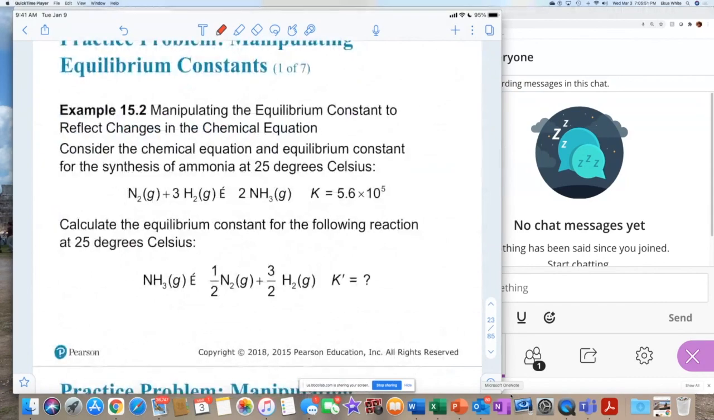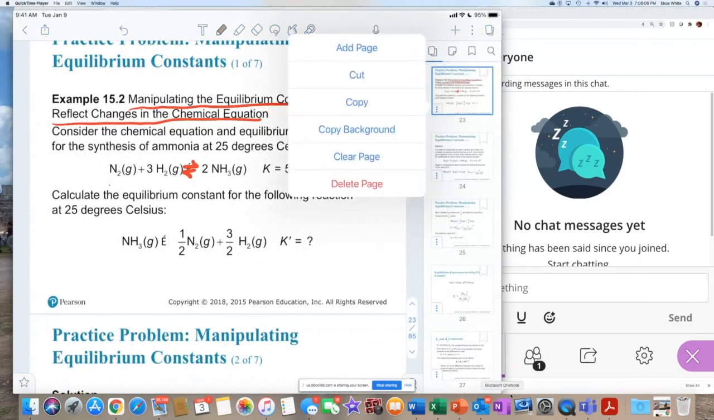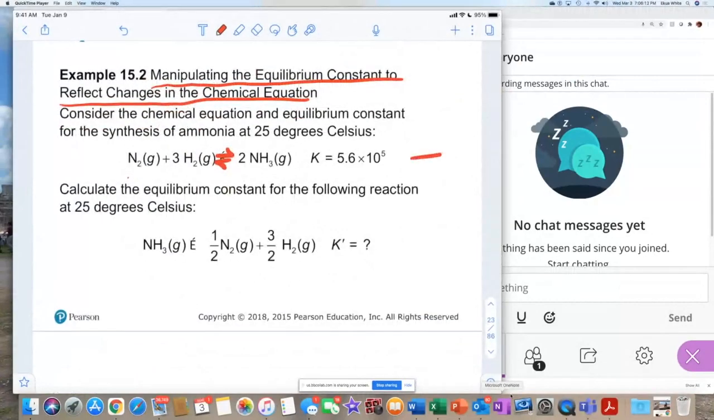Okay, so we're going to be working on this problem here where it says manipulating equilibrium constant to reflect changes in the chemical equation. We can do that. N2 plus 3H2 equilibrium arrow gives you this equation right here. Let me add a page. So this is our first equation, right?